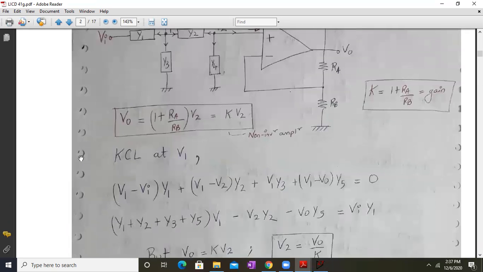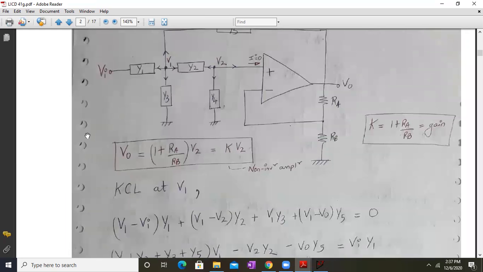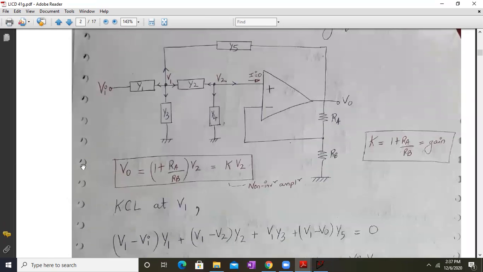So you can have a look at it. I am not describing it all; you can have a look at the diagram as well as this. I will describe only the first step, and the rest of the steps you can follow up. So KCL at V1 gives us, with all outgoing currents, V1 minus Vi into Y1, V1 minus V2 into Y2, V1 into Y3, plus V1 minus V0 into Y5.